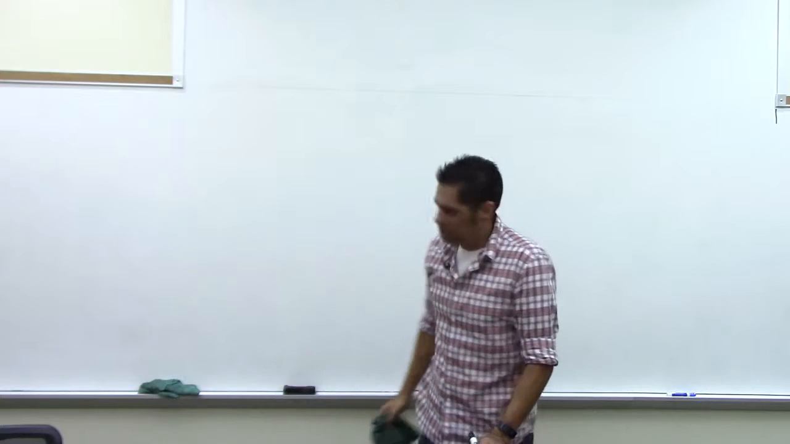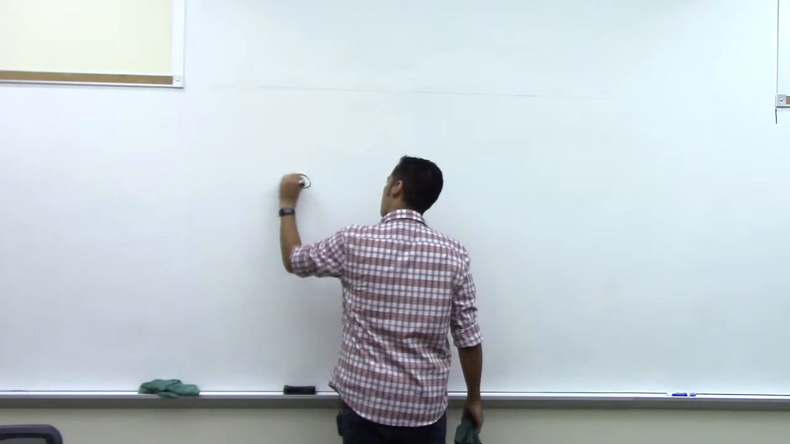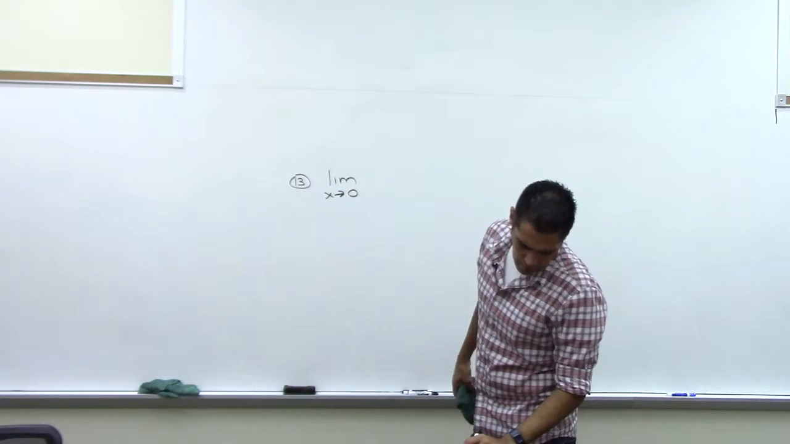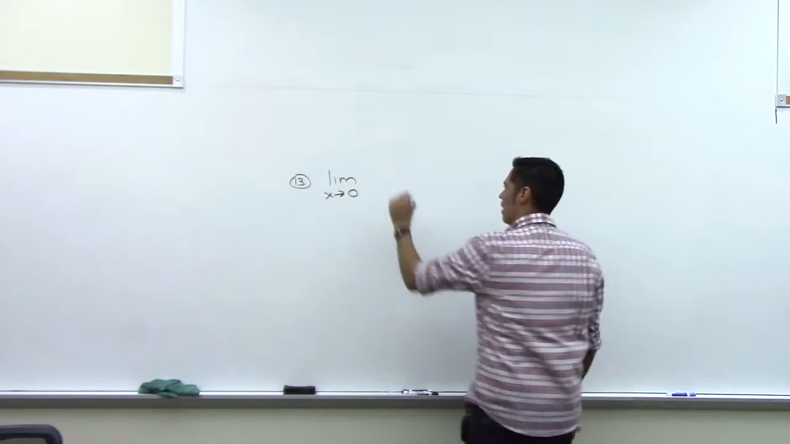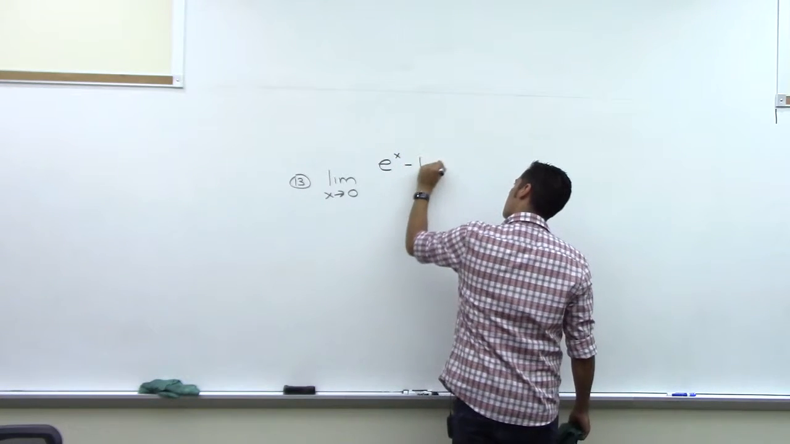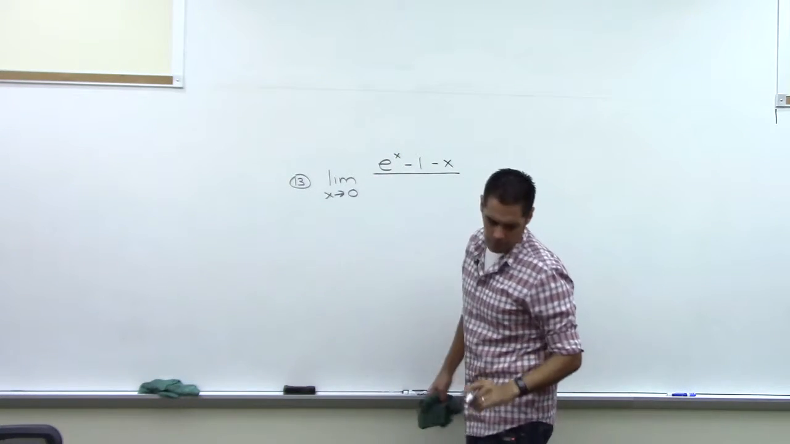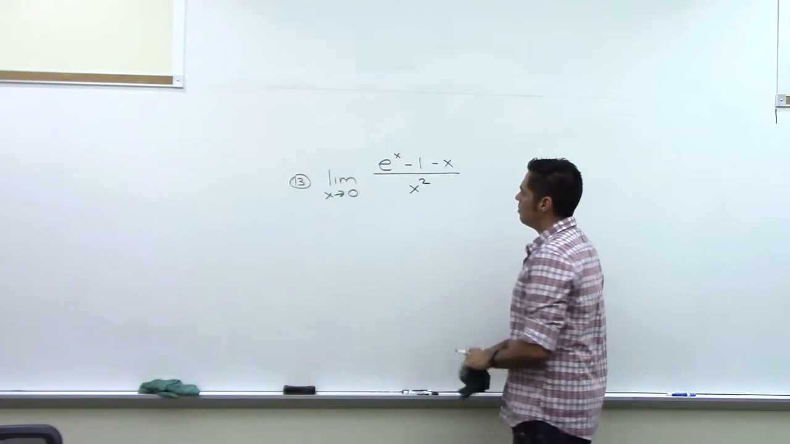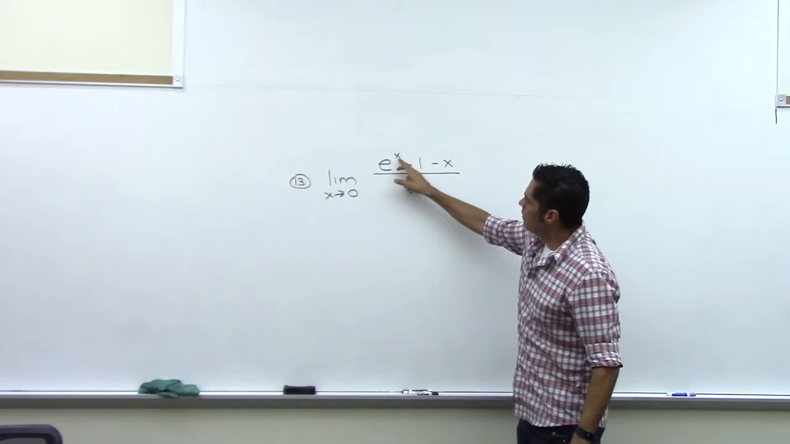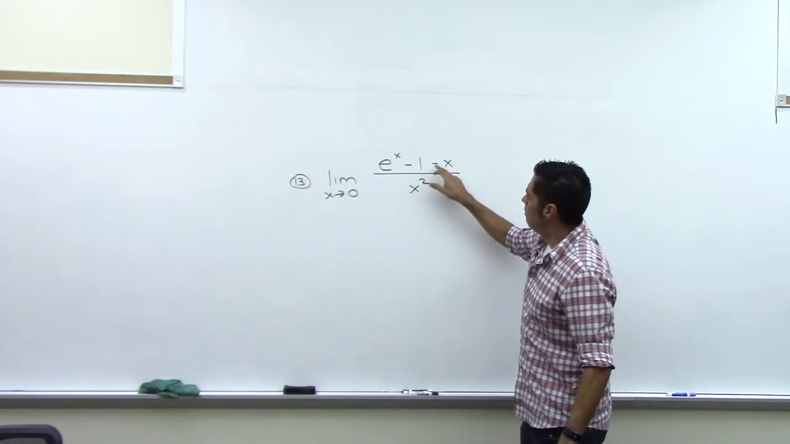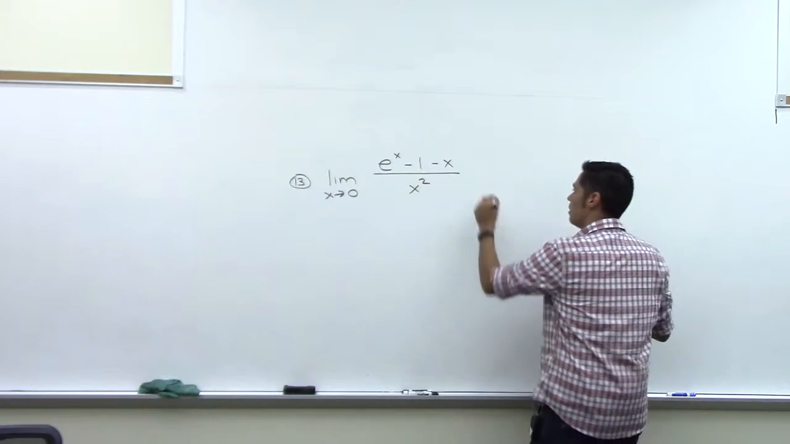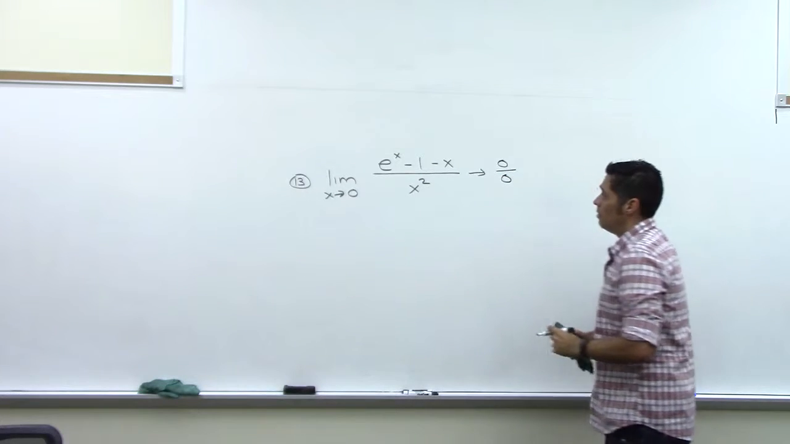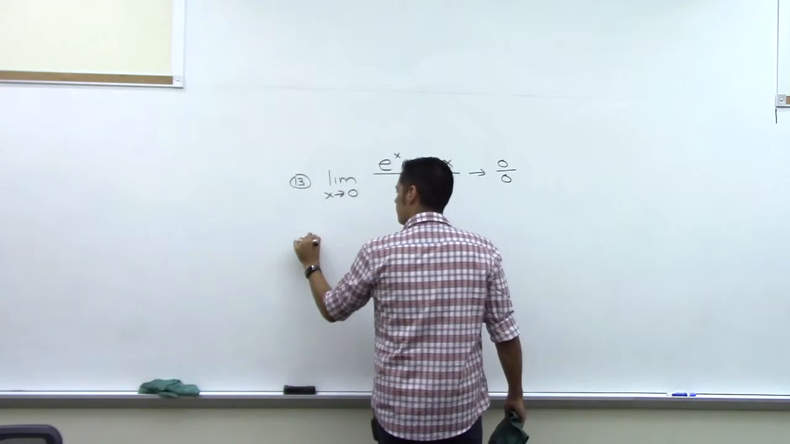Number 13. Limit as x goes to 0 of (e^x minus 1 minus x) over x squared. X goes to 0. E to the 0 is 1. 1 minus 1 is 0. Minus 0 again. The top is headed towards 0. And the bottom, of course, 0 squared is 0. So we get 0 over 0. We can apply L'Hopital's rule.